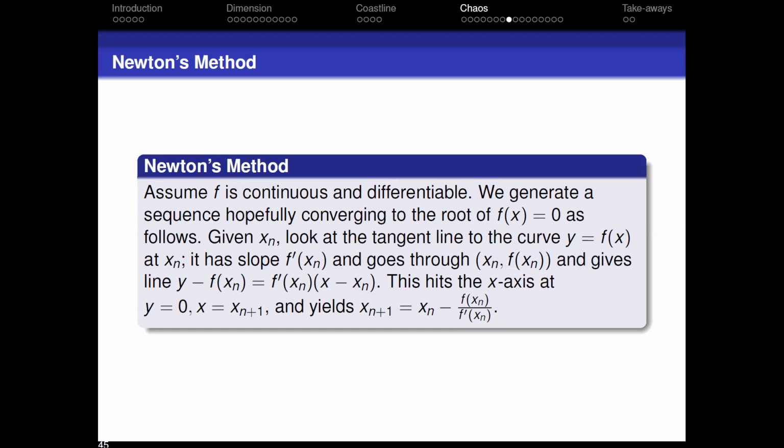So where does this cross the x-axis? What's the value of y when it crosses the x-axis? Zero. So y equals zero, and x is then our next guess, x_{n+1}. We get x_{n+1} is x_n, our previous guess, minus f(x_n) over f'(x_n). What had better be true about f'(x_n)? It's not zero. So hopefully we're at a place where f'(x_n) is not zero.